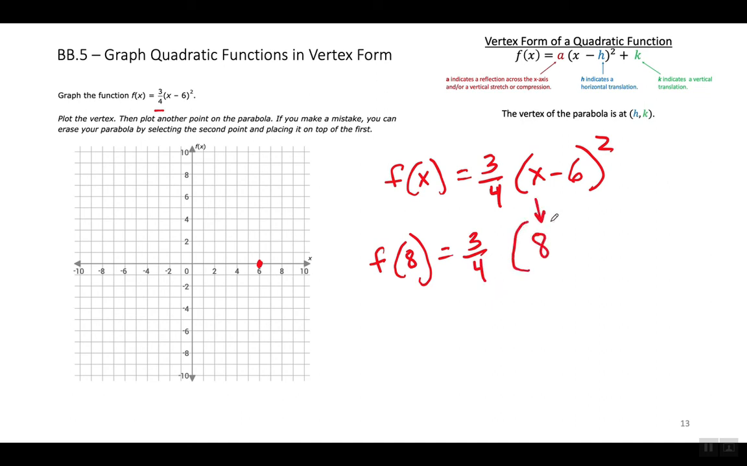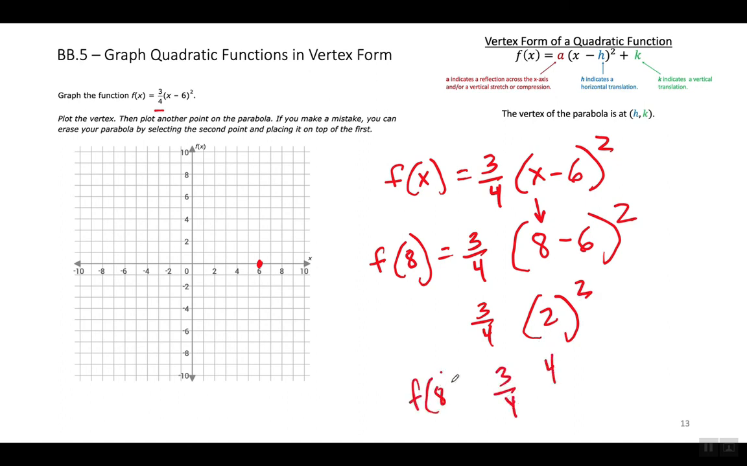If I substitute the number 8 for x, now 8 minus 6 is 2. And 2 to the second power is going to give me 4. Now the 4's cancel out. So when x is 8, y is 3.